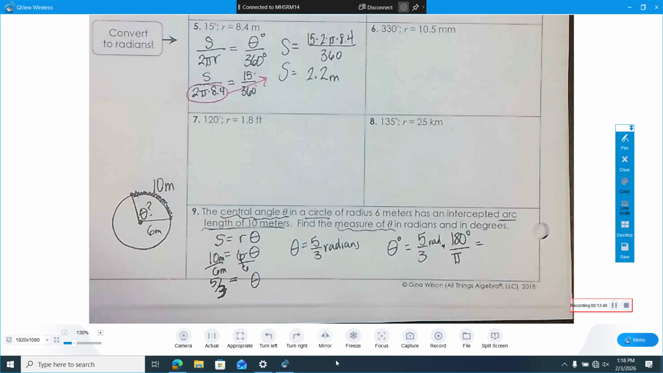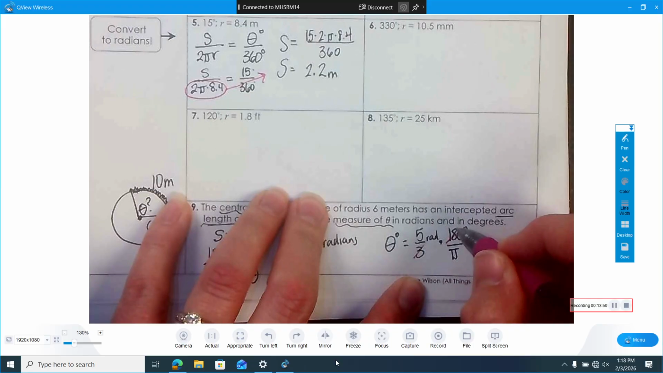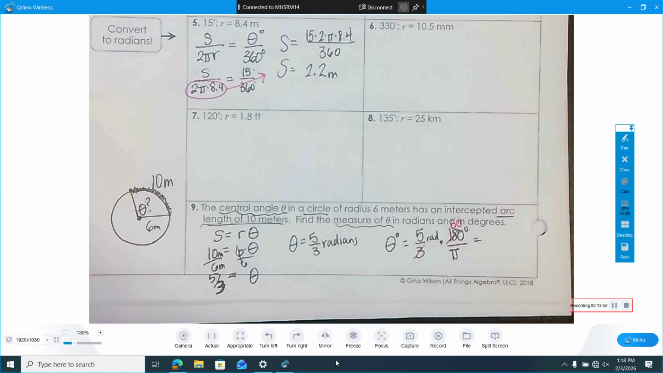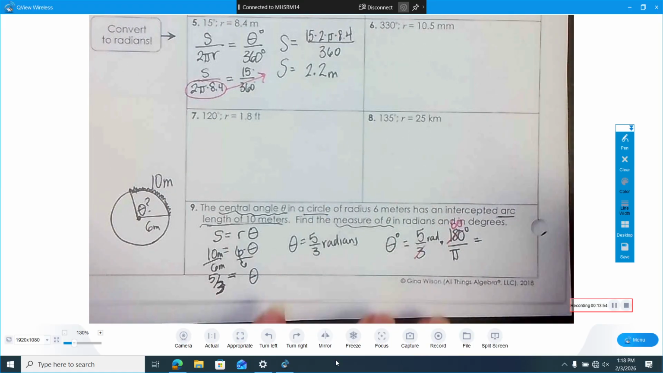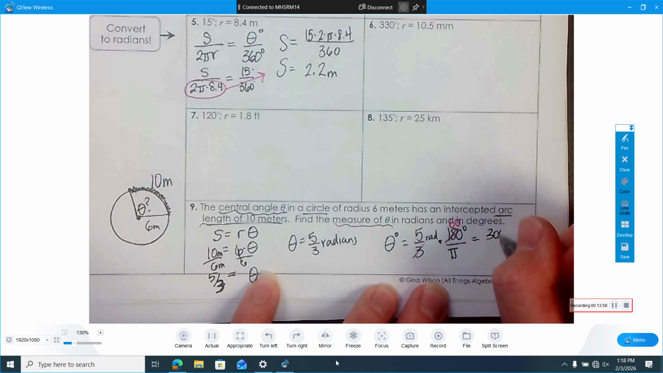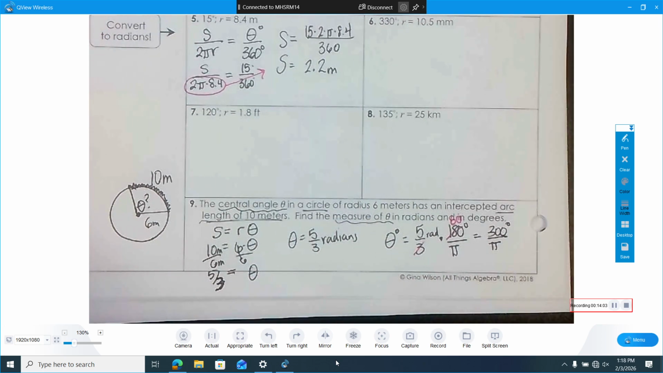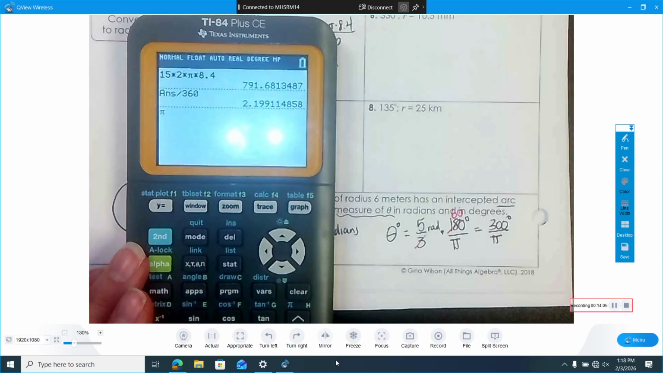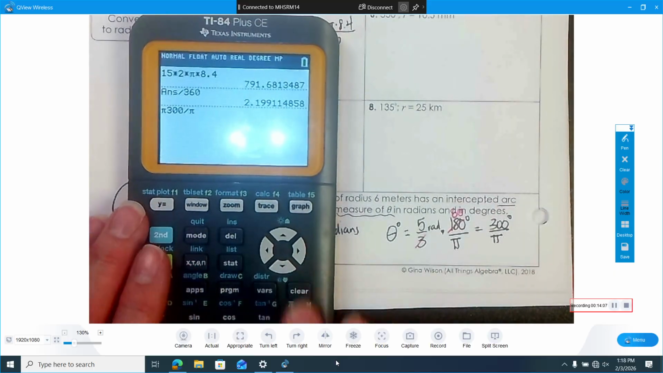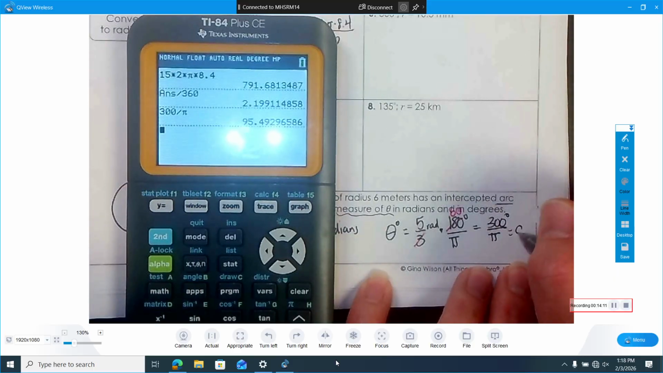Oh, I can do a little bit of reducing here. 3 goes into 3 once, and 3 goes into 180 60 times, right? Yeah. And then 5 times 60 is 300 degrees over pi. 300 over pi degrees. Well, that's kind of weird. Let's type that in. 300 divided by pi is 95.5 degrees.